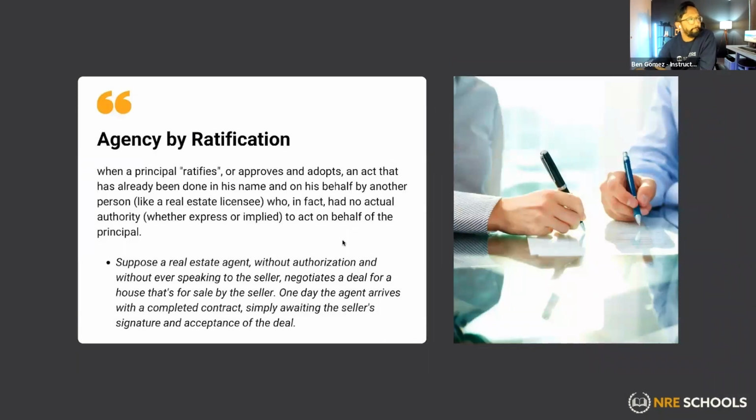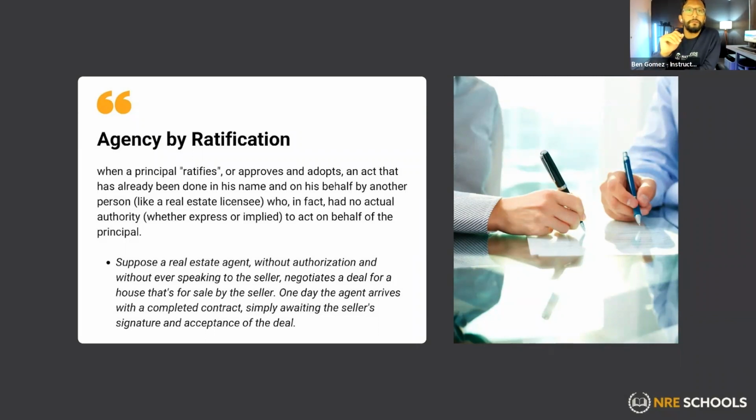Ratification. Suppose a real estate agent without authorization and without ever speaking to the seller negotiates a deal for a house that is for sale by the seller. One day the agent arrives with a completed contract, simply waiting for the seller's signature and acceptance of the deal.